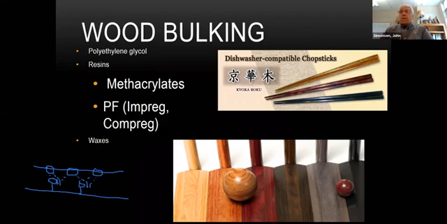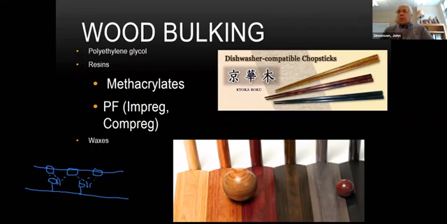This was done back in the 1950s, and it's a commercial product, or at least it used to be. It's called Impreg or Compreg. Looks like this. You can put dyes in it. And so the methacrylate is also one place where you see that is chopsticks. But also a lot of boat decks are made from wood that's been acrylated. Because it makes it more resistant to salt water and to UV, and you can put UV stabilizers in it and things like that.